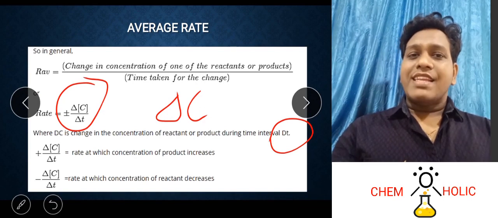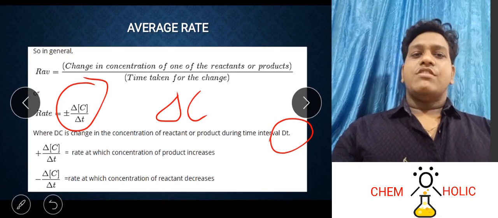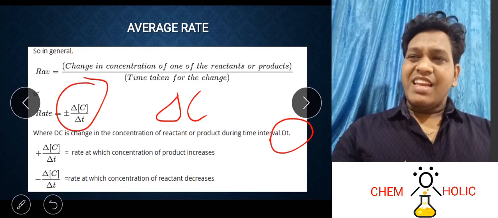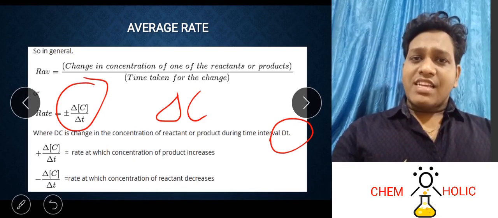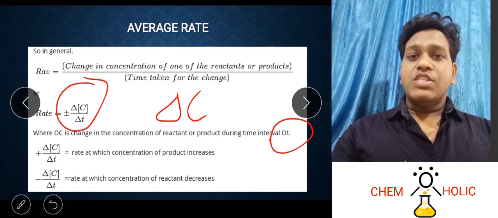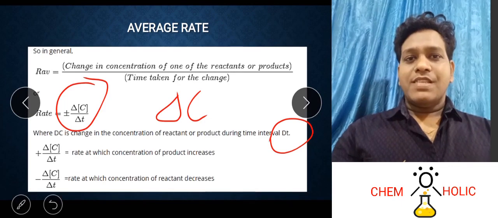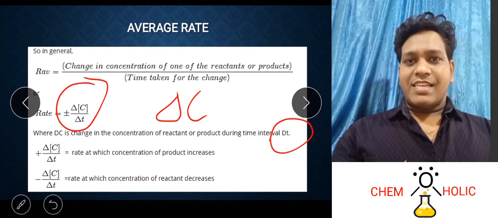To calculate the average rate of reaction, you can simply use the same formula: change in concentration of reactant or product per unit time. You can use that formula, but you have to mention the sign. That is very important. Positive sign and negative sign. Positive for product and negative for reactant. I hope this topic is clear. Kindly make a note and we'll move to the next slide.